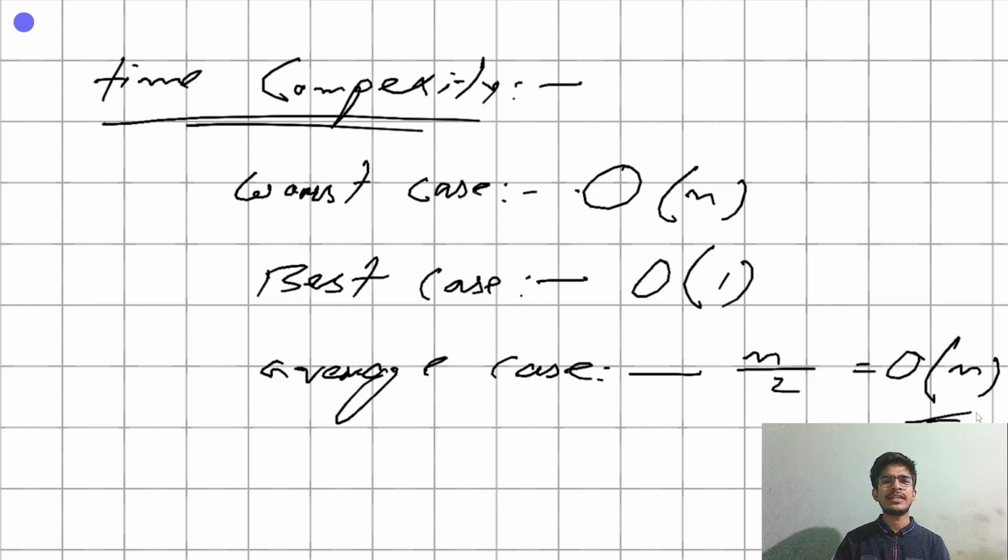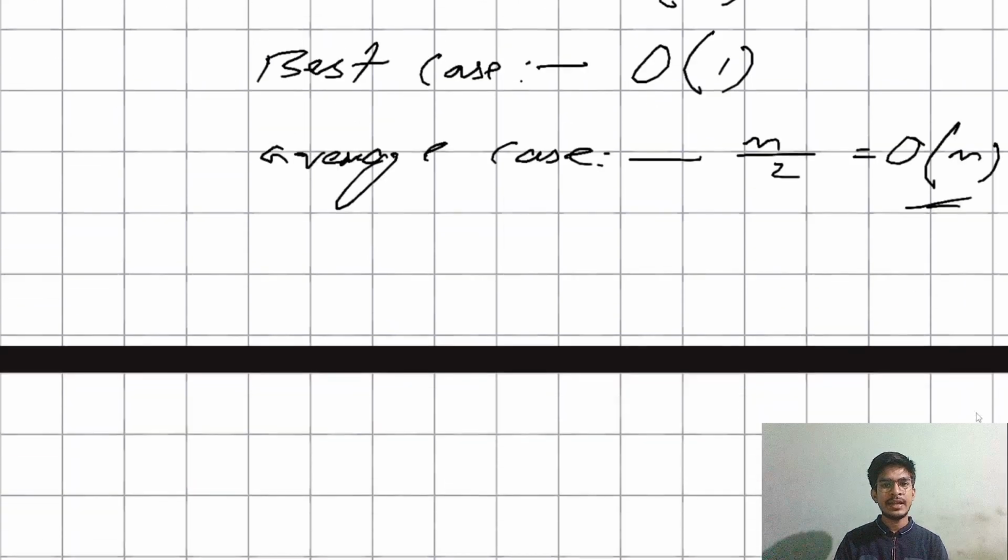But it is very simple to understand, very straightforward actually. And now if you talk about its space complexity, it is also straightforward.